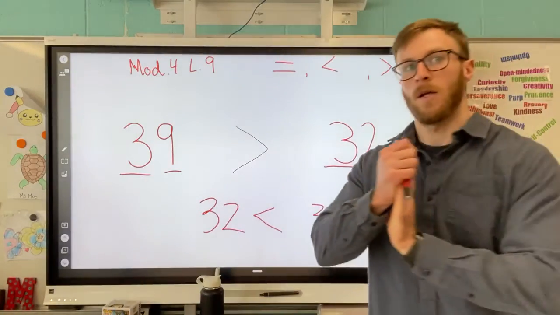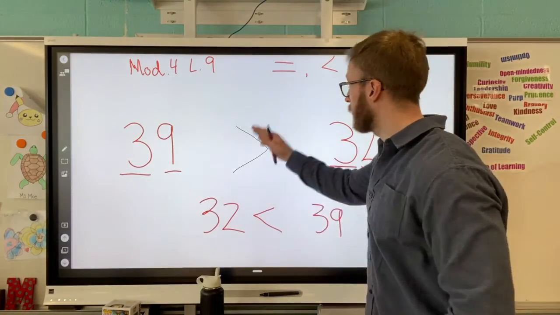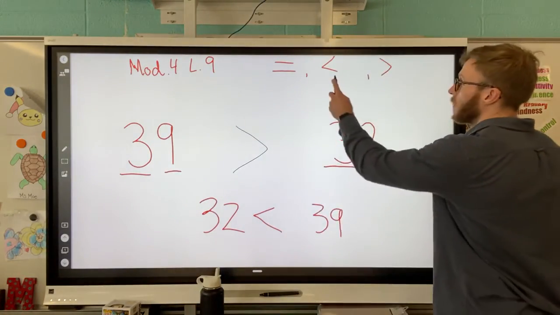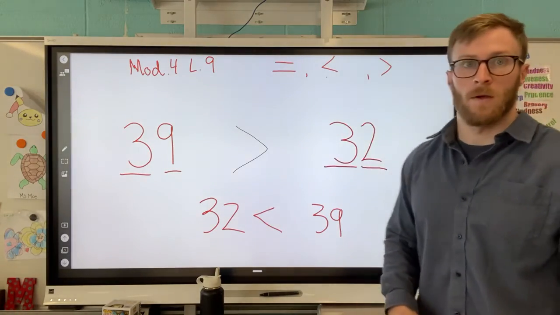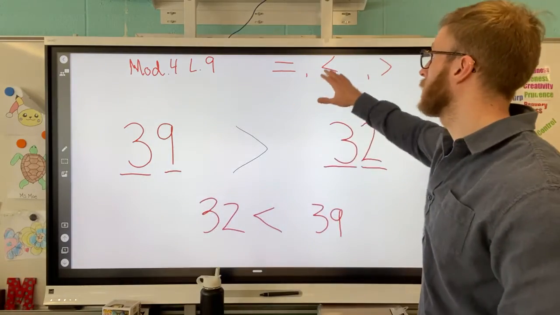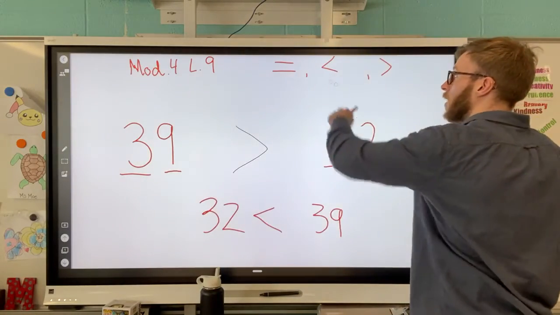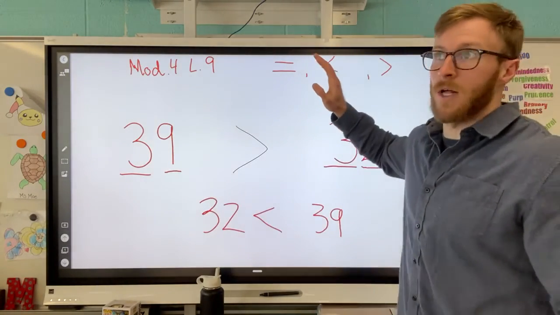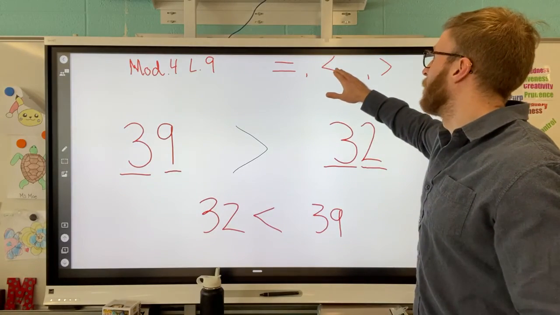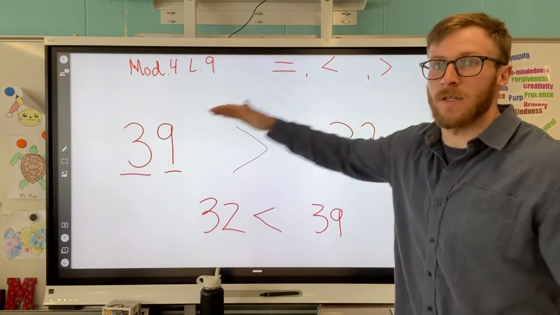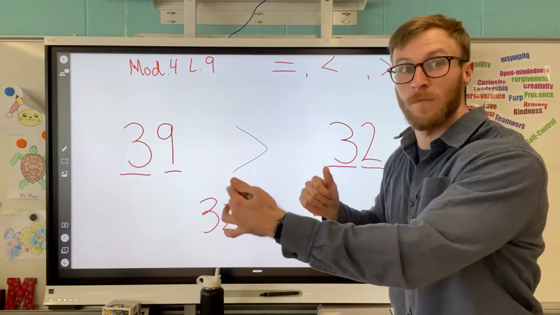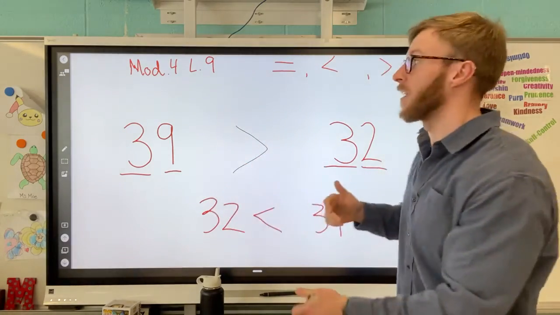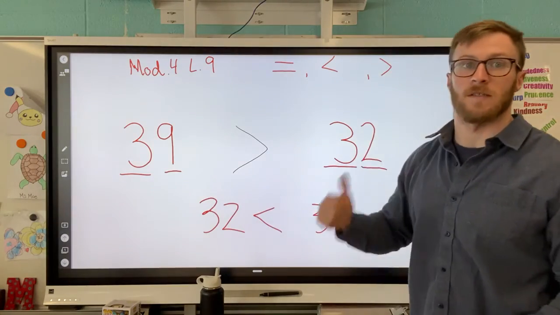All right. So today we mainly just worked on these symbols here, the greater than and less than symbols. It's very confusing sometimes to remember which is which. I don't think I got it down until I was in college. But remember, left to right, that'll help you. Left to right. If the smaller number or the lesser number is on the left side, then you're going to say less than and draw that alligator mouth facing the other way.